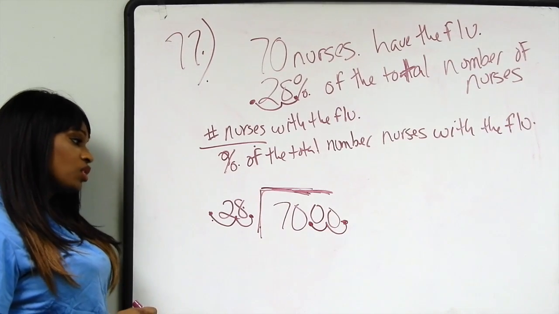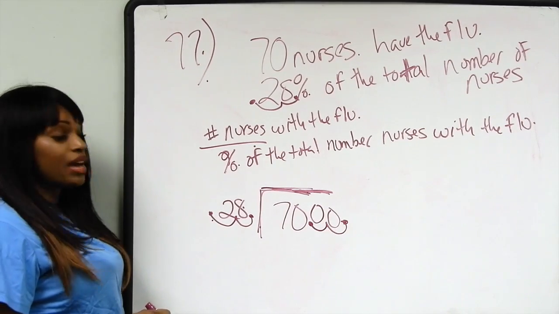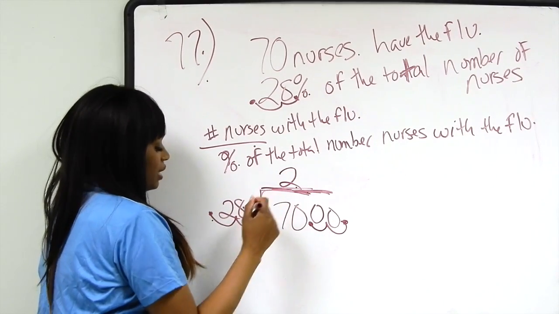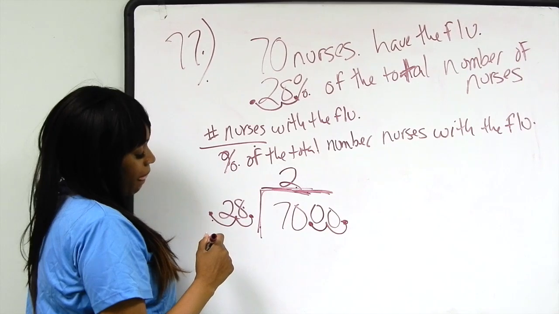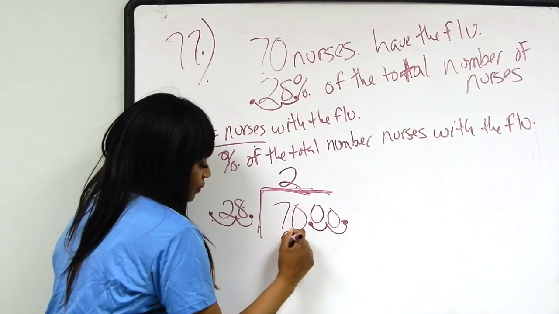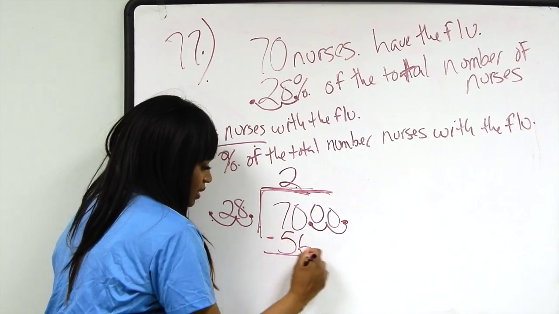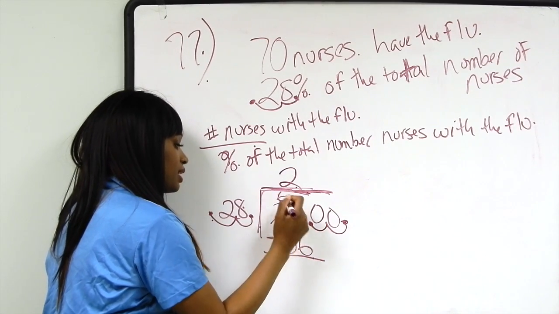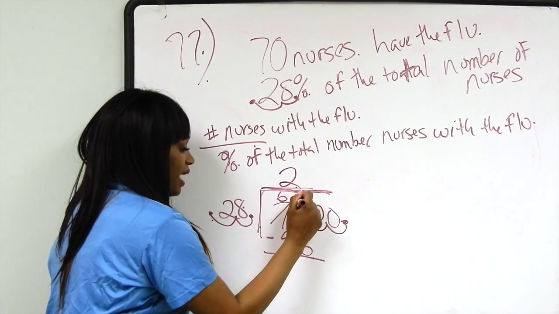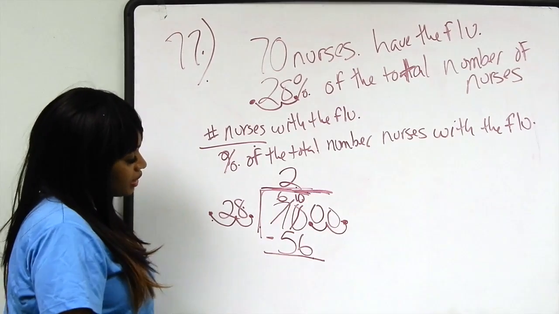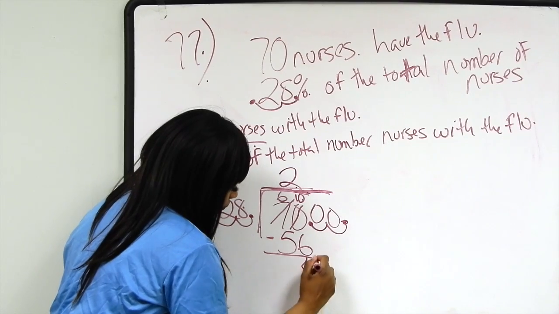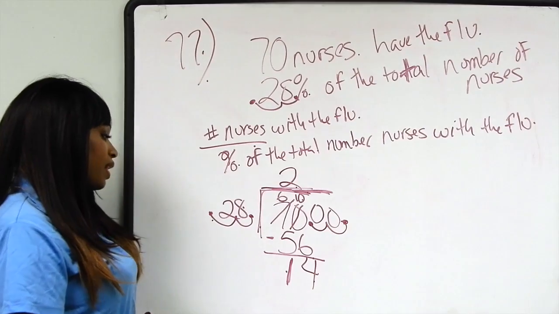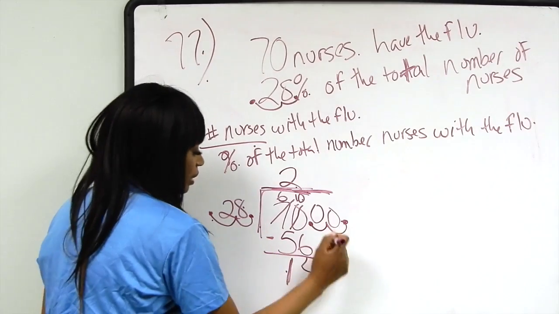Alright? 28 goes into 70 2 times. 2 times 28 is going to give us 56. 70 minus 56. We're going to borrow from our neighbor. We're going to borrow from the 7, and it becomes a 6. Then our 0 is going to become 10. 10 minus 6 is 4. 6 minus 5 is 1. Okay, then we're going to bring down our next 0.